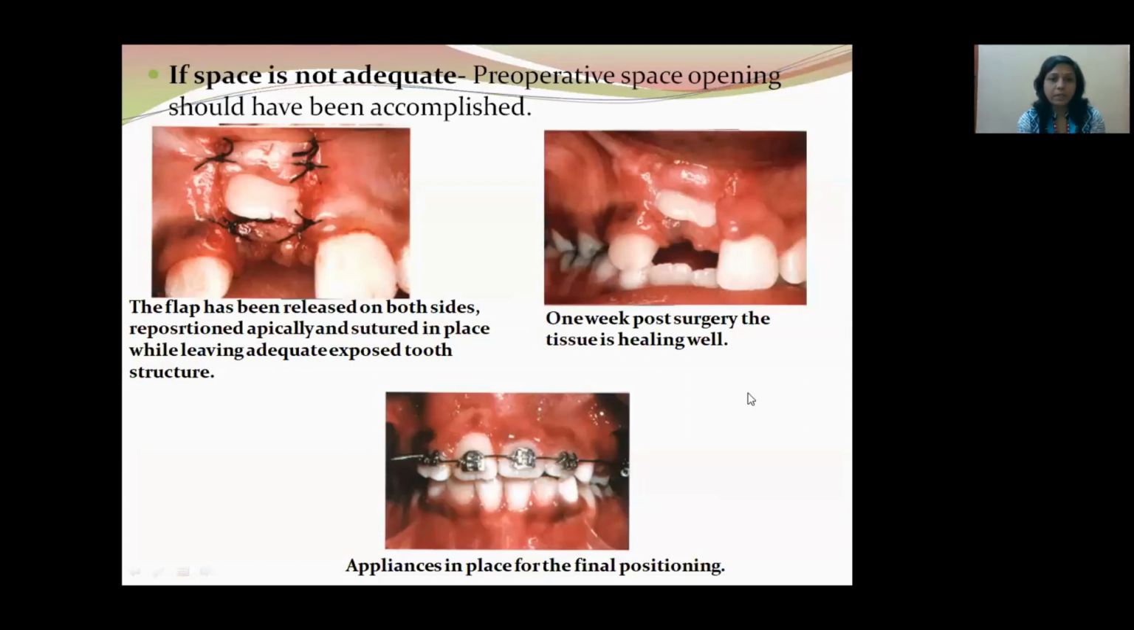Another situation: if space is not adequate for the eruption of the incisors, then preoperative space opening should be accomplished, and after creation of the space, the flap is released on both sides, repositioned apically and sutured in place while leaving adequate exposed tooth surface, as can be seen in this picture. One week post-surgery, the tissue is healing well, and finally, when the tooth erupts to some extent, the appliance is in place for the final positioning of the impacted incisor.